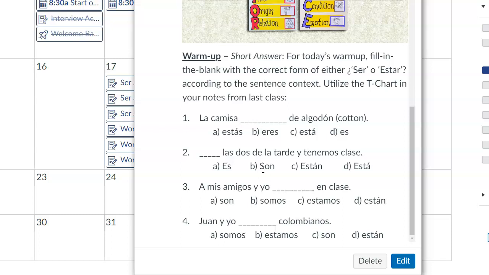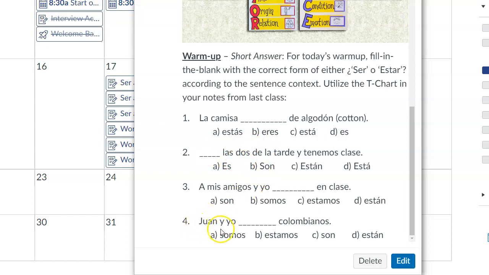For number three, a mis amigos y yo estamos en clase. Talking about location. And again, for number two, it was time. Son las 2 de la tarde. This is an expression of time. And 2 o'clock being plural, that's why we're using the plural form of ser.